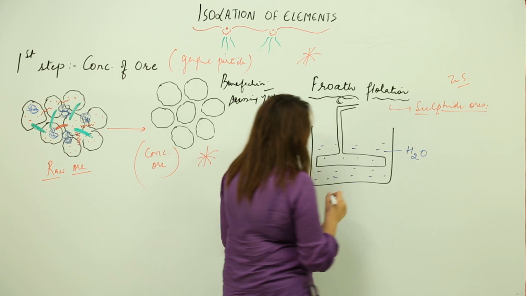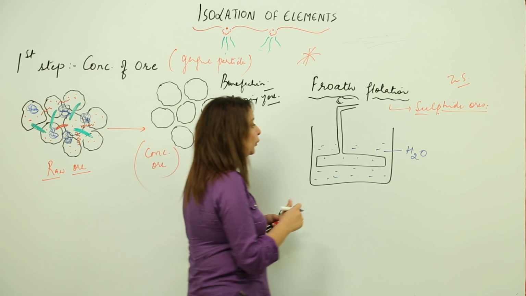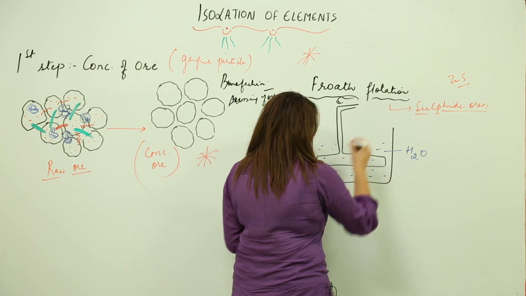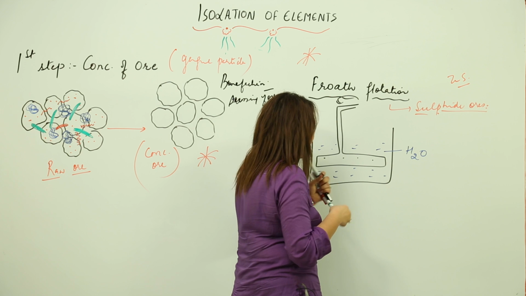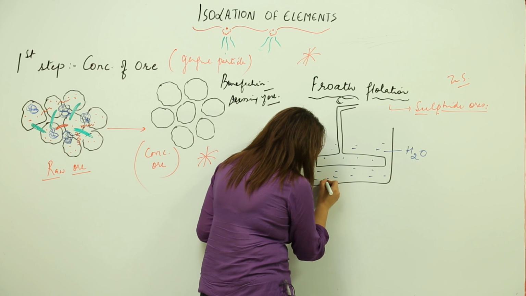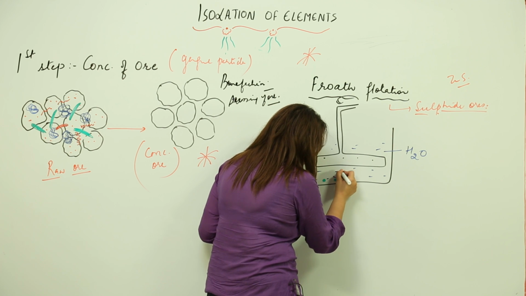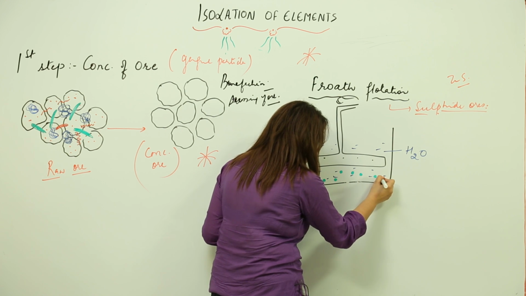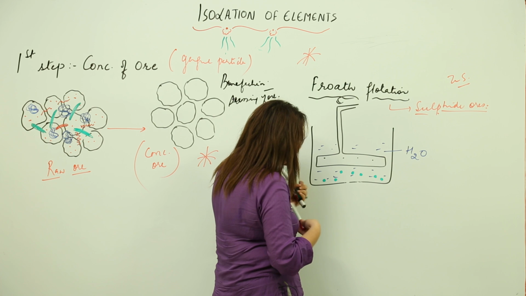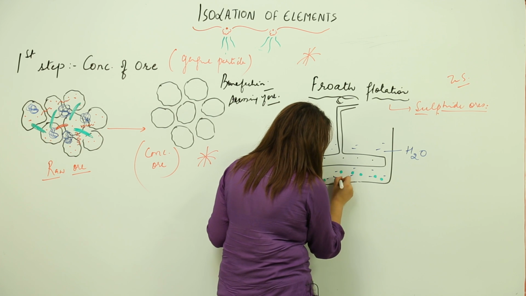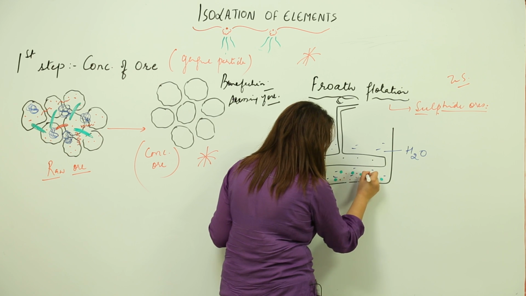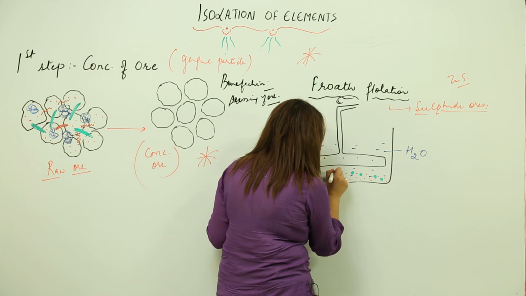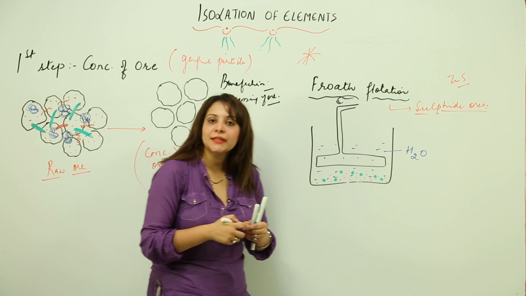This we have is water, and now what we are going to do is add a powdered ore. So let's make our ore again with the red and the green one. So these are the powdered ore particles, the green one indicating the ore, and the impurities along with that indicated by the red one. So this is the powder.